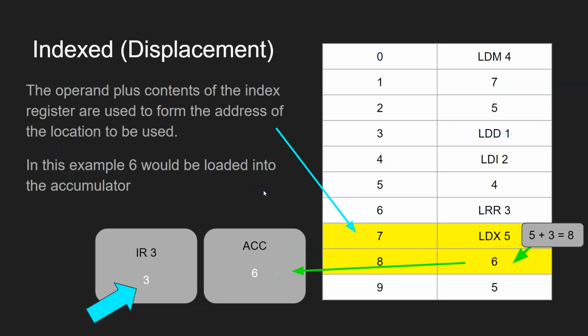Okay, the next one is indexed or displacement addressing. It's a little bit more complicated. This is where you combine the operand, so the number 5, with the contents of the index register, hence why it's called indexed, and those two together make up the address of the data to be loaded. So here, LDX 5, add the 5 to the contents of the index register, which is 3, that makes memory location 8, so the value 6 would be passed to the accumulator.